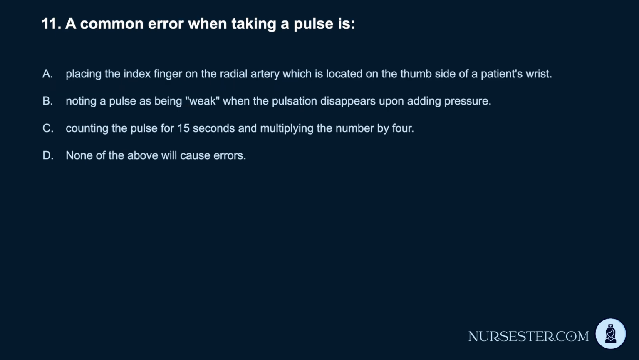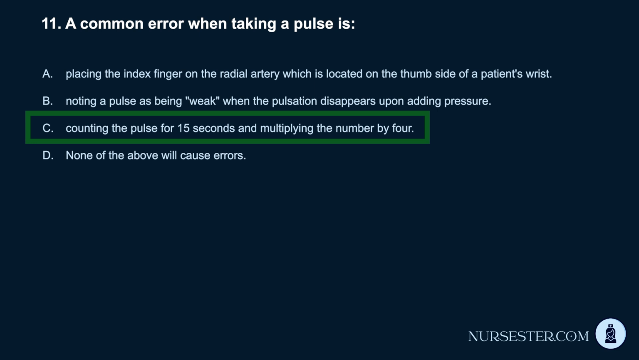11. A common error when taking a pulse is: A. Placing the index finger on the radial artery which is located on the thumb side of a patient's wrist. B. Noting a pulse as being weak when the pulsation disappears upon adding pressure. C. Counting the pulse for 15 seconds and multiplying the number by 4. D. None of the above will cause errors. Correct answer, C. Counting the pulse for 15 seconds and multiplying the number by 4.